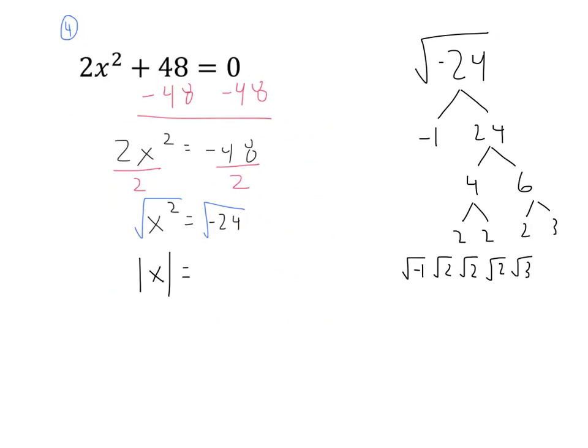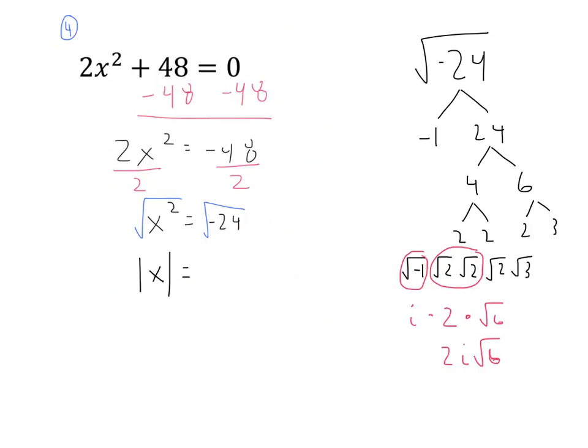Alright, so let's see what we have. The square root of negative 1, we know this, that's i. Radical 2 times radical 2, that's 2. And then radical 2 times radical 3 is radical 6. So we get 2i radical 6. Right, that's not the final answer, that's the square root of negative 24.